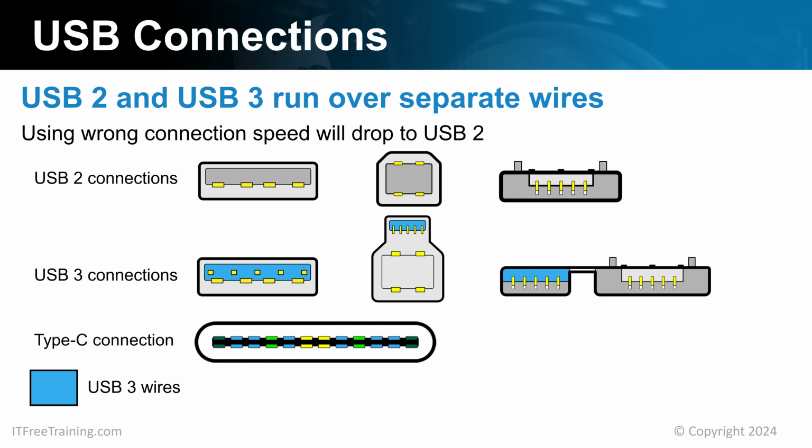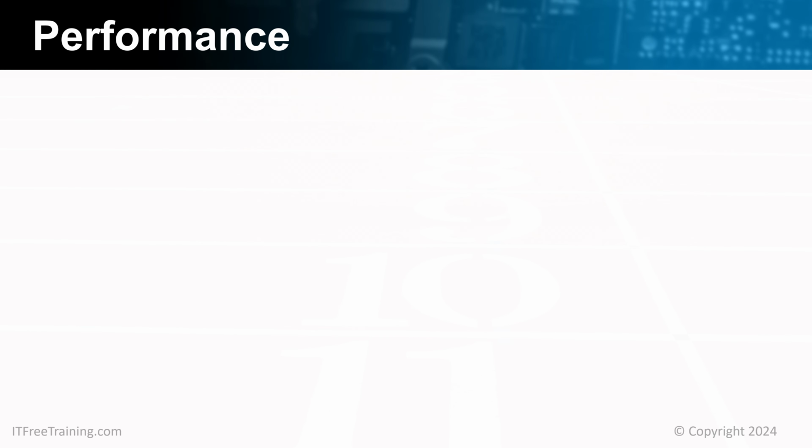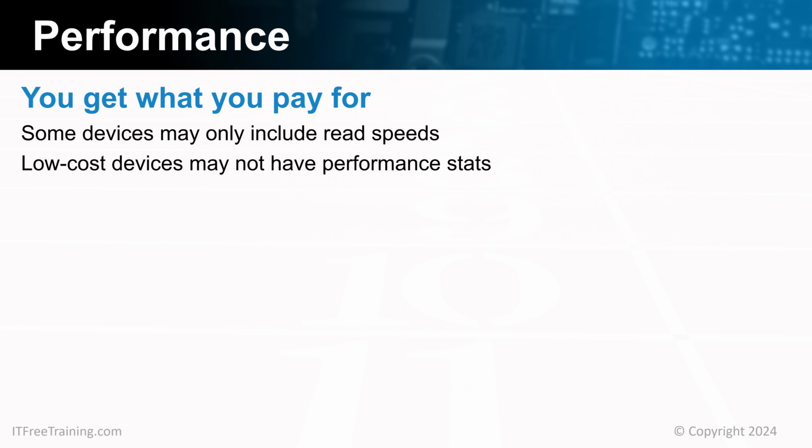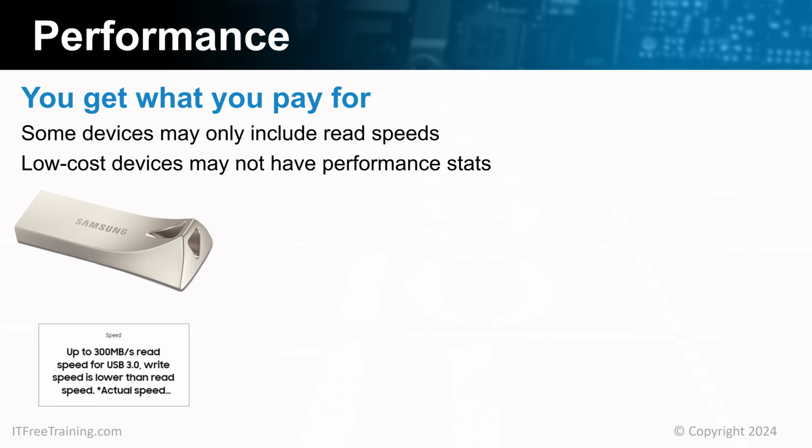I will now have a closer look at performance. With storage devices, generally you get what you pay for. Some storage devices may only include read speeds, and low-cost devices may not have any performance statistics. For example, a low-cost USB thumb drive may only include the read speed if it includes any statistics. If it does include the read speeds, it would be rare to find the write speeds.